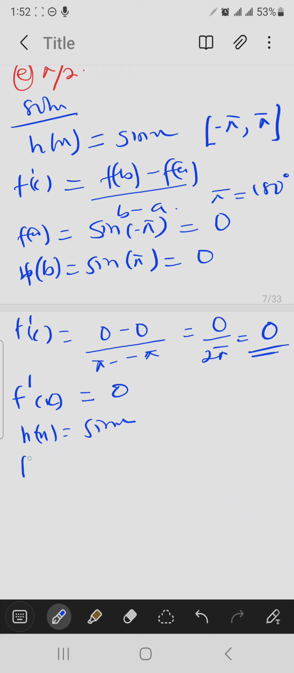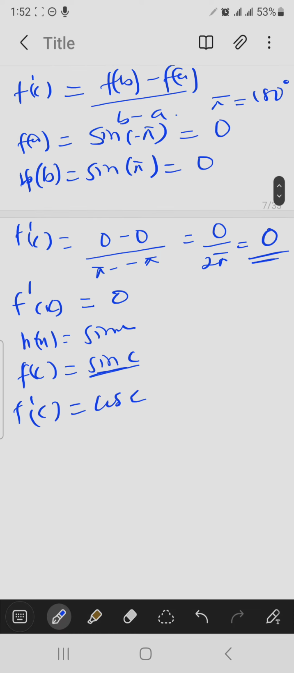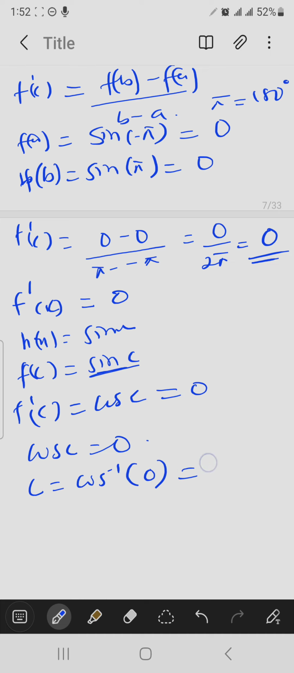Now f of c will now be sin c. F prime of c will now be equal to what? When you differentiate sin c, what do you have? Derivative of sin is going to be cos c. So now you know that f prime of c already equals 0, so cos c will be equal to 0. So find the inverse of this. So c will be equal to what? Cos inverse of 0.